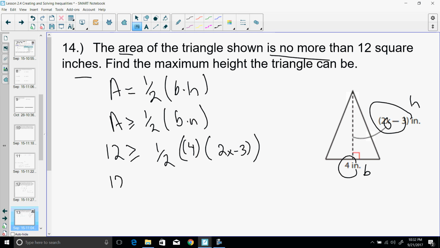So let's go through it. 12 is greater than or equal to, and in parentheses I have this 4 that I have to distribute. So I have 1/2 times 4 times 2 is 8x. 4 times -3 is -12. And I'm done there. I have the distributive property again. So I have 12 is greater than or equal to. Half of 8 is 4. Half of 12 is 6. So 4x minus 6. And now I've got a two-step inequality that I've got to solve.